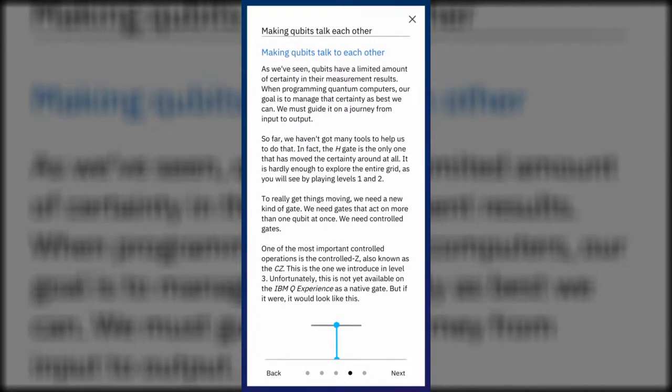Making qubits talk to each other. As we've seen, there is a limited amount of certainty in the measurement results. When programming quantum computers, our goal is to manage the certainty as best as we can. We must guide it on a journey from input to output.